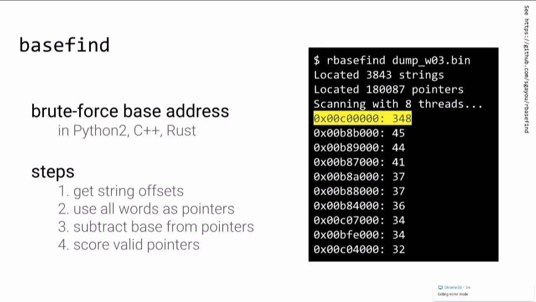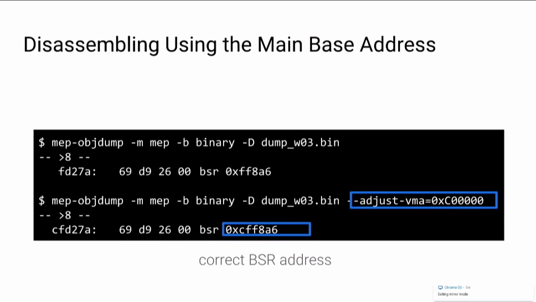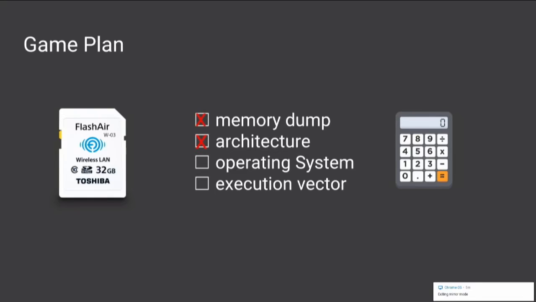So basefind says that the base address is likely at address C00000. So what we can do next is use that address with objdump and the adjust VMA argument. On top we have the broken BSR address, and then we have the fixed address, which is CF F8A6. And the good news here is that this address points to our binary and also contains valid code. So let's go back to our checklist.